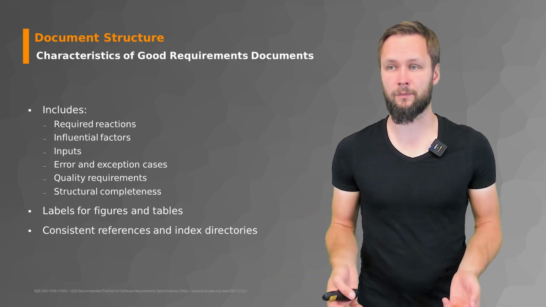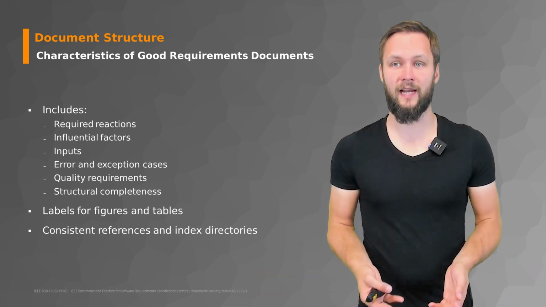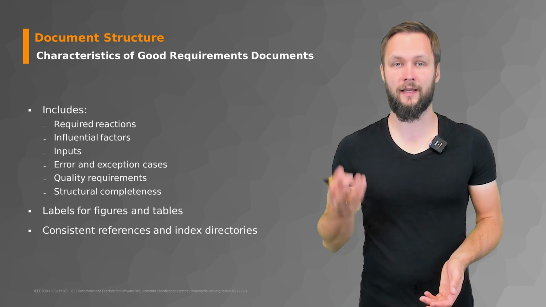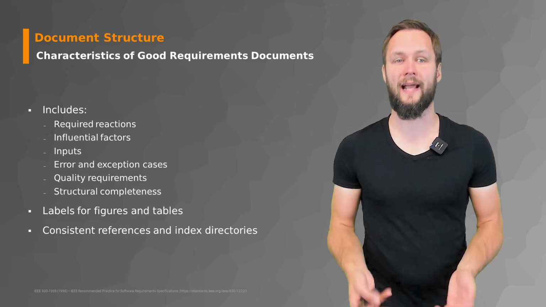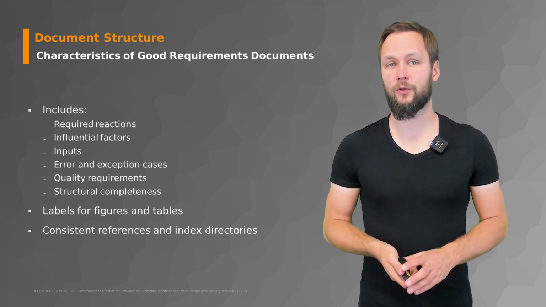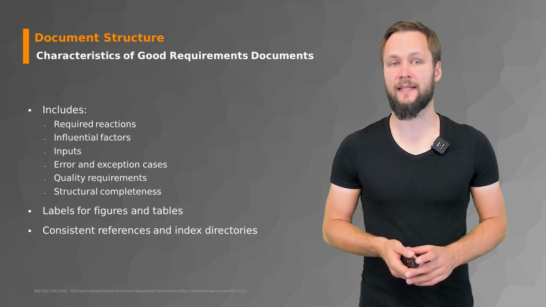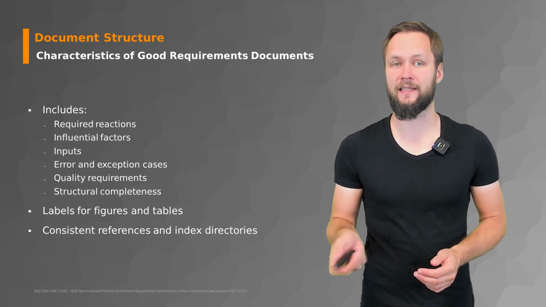What is also required for completeness of a document is labels for figures and tables. Super trivial and simple, but having a lot of figures and tables that are not clearly referenced and not labeled does not really help you. There should also be a consistent way of referencing and indexing information in the document.